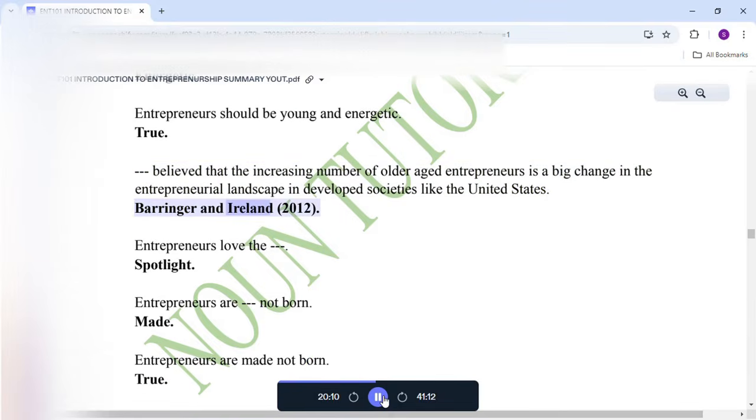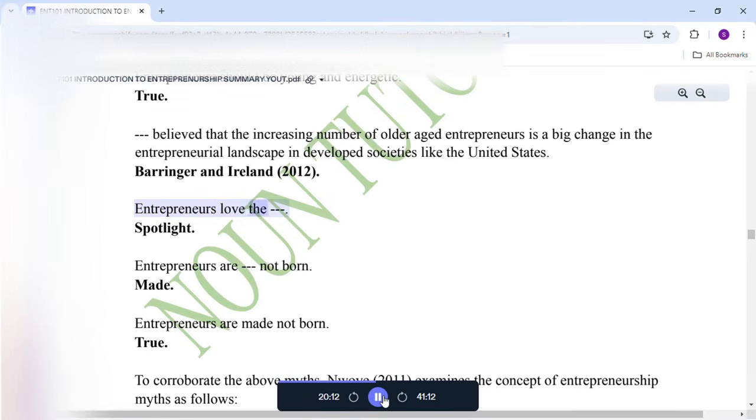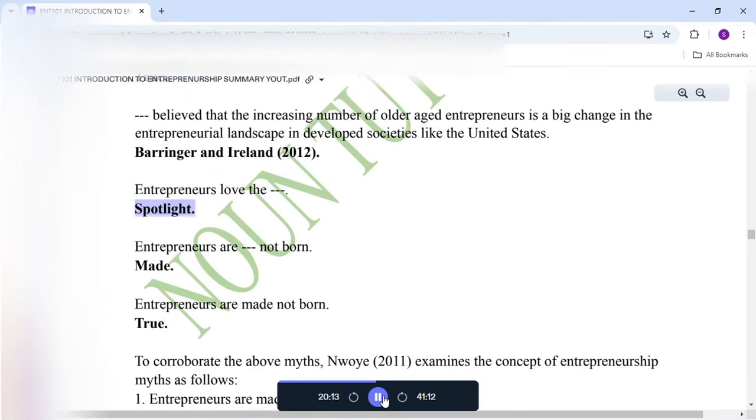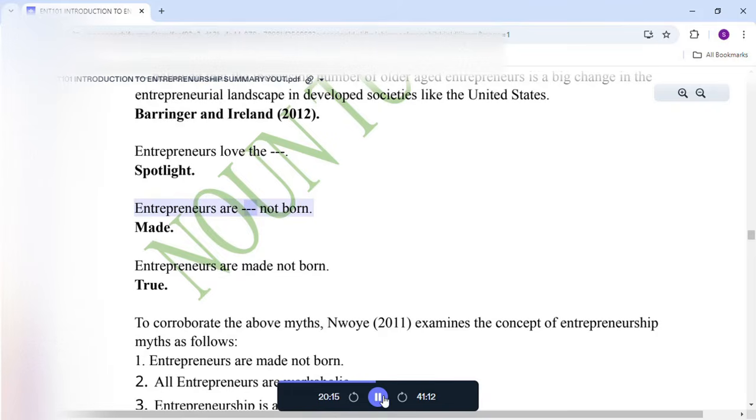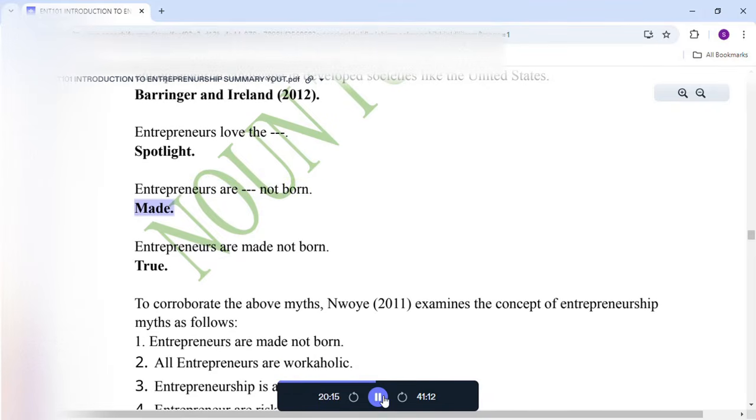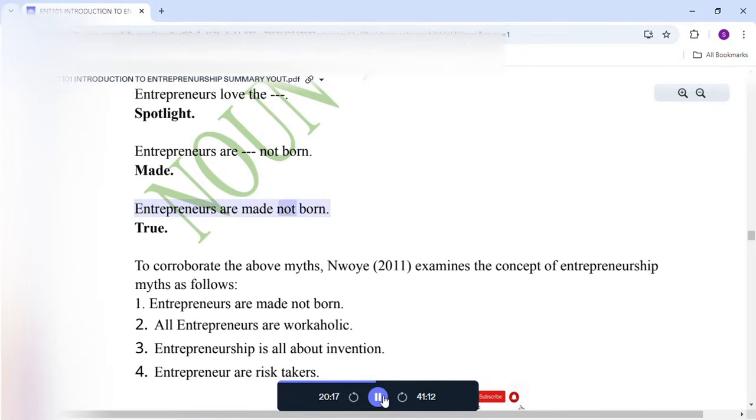Barringer and Ireland, 2012. Entrepreneurs love the spotlight. Entrepreneurs are made, not born.